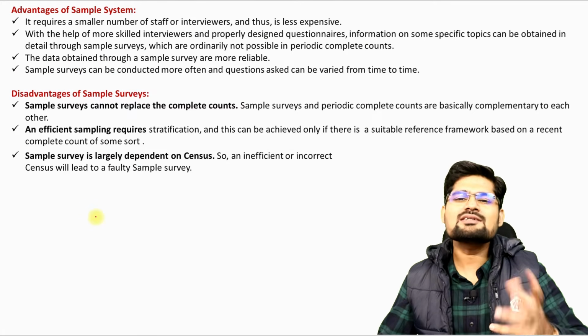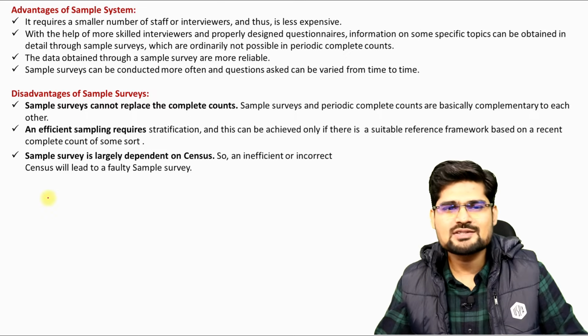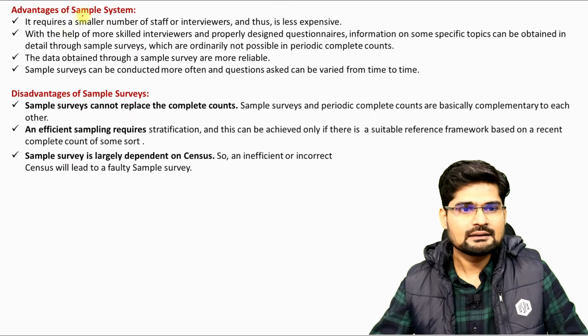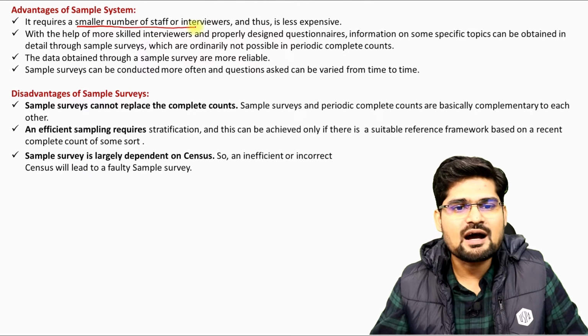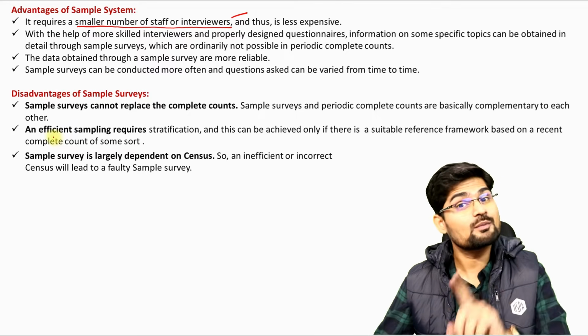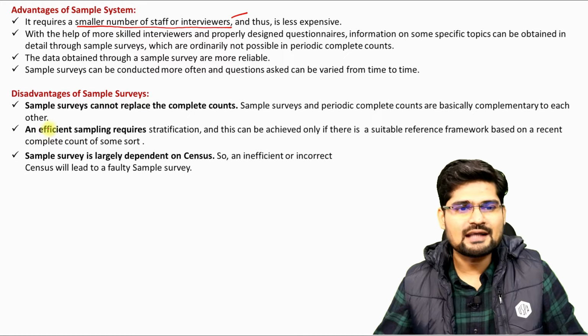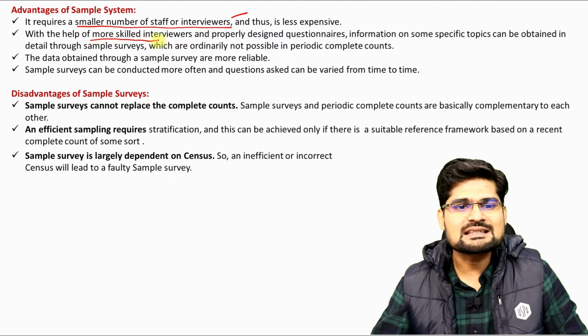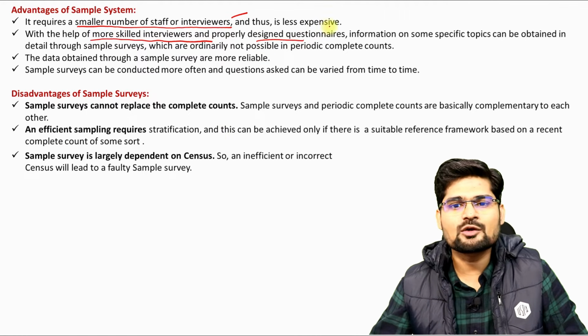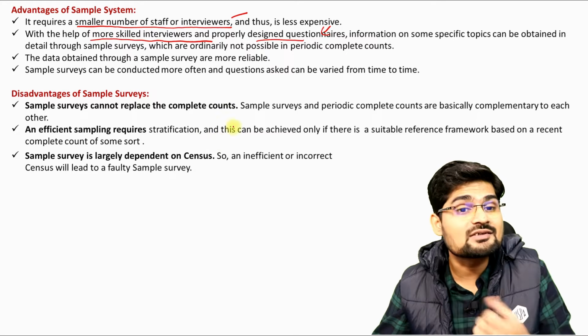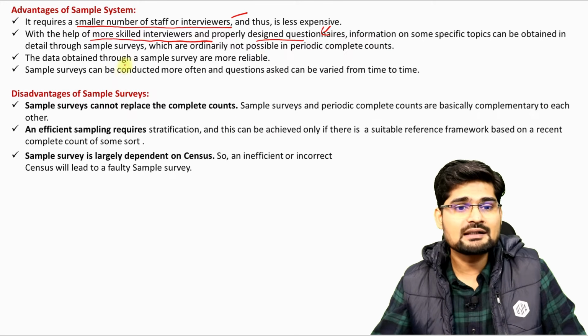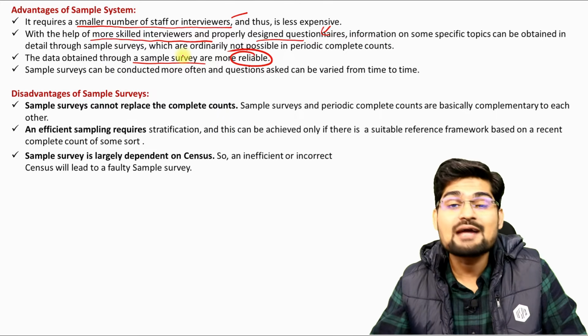Now, advantages of the sample system. What are the advantages? It's very important to consider here that it requires a small number of staff or interviewers, which is a problem in the major census because it's just a sample. So with little manpower, it can be done. With help of more skilled interviewers, properly designed questionnaires, it gives us more accurate information. Data obtained through sample survey are more reliable, we say.